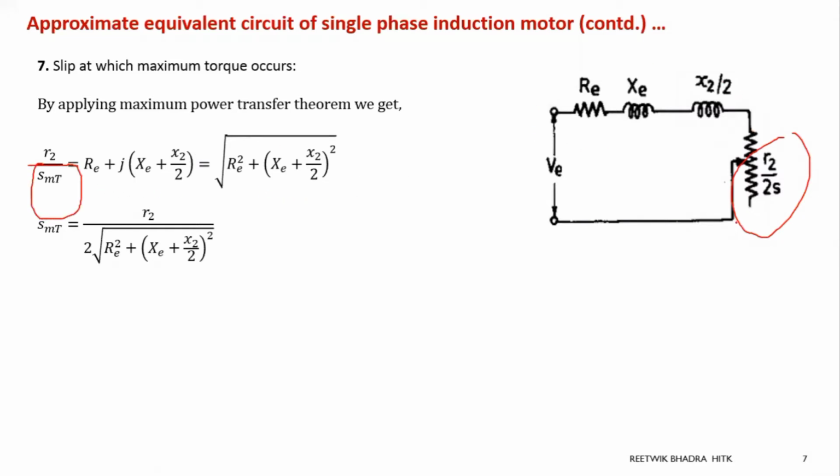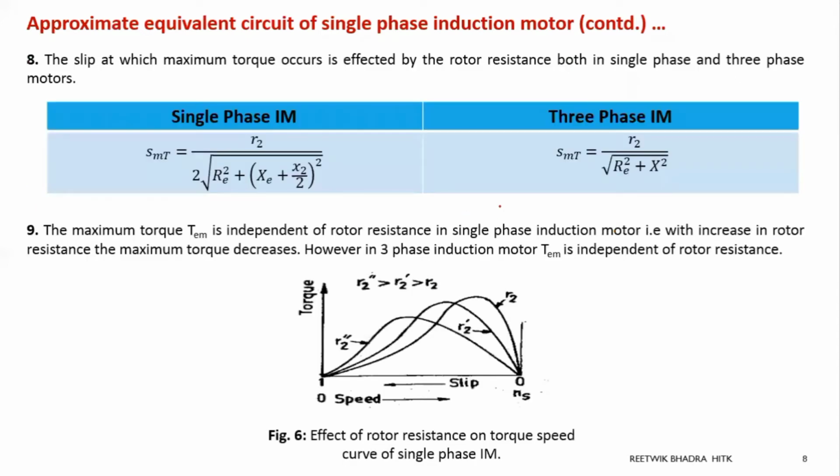Okay, so what is the total impedance of this path? Re plus jXc plus X2. This path remains this one. So we will do the square root of Re squared plus Xc squared plus (X2 by 2) whole squared. Then you can calculate your Smt likewise. Then I am leaving you the procedure of calculating Tem.